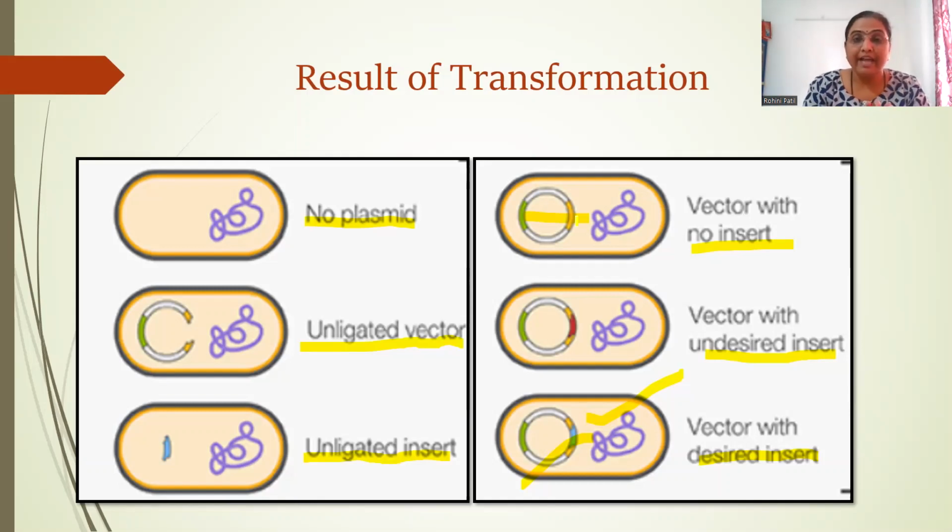So what do you think, where are you going to see the alpha complementation, in a self-ligated vector or in the recombinant vector? Yes, you are going to see the alpha complementation in the self-ligated one. You are not going to observe it in the recombinant vector, because in the recombinant DNA molecule there is a disruption of the lacZ gene, and the alpha peptide is inactive.